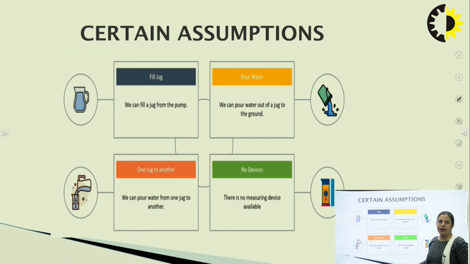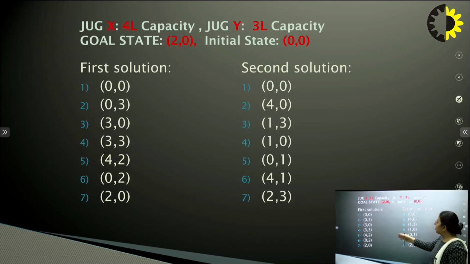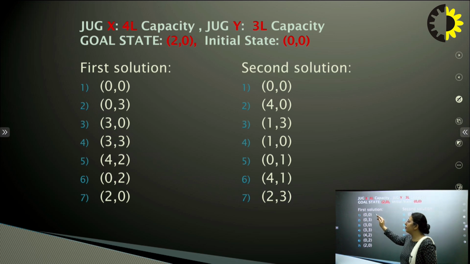These are certain assumptions. There are two solutions by which you can get 2 liters of water in the 4 liter jug. The first solution: initially both jugs are empty and we fill jug B, which has a capacity of 3 liters, completely. Then we transfer that to jug A.